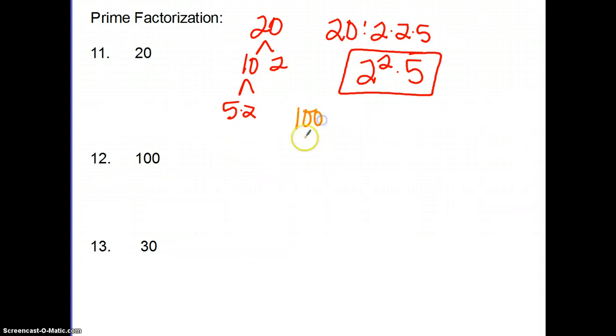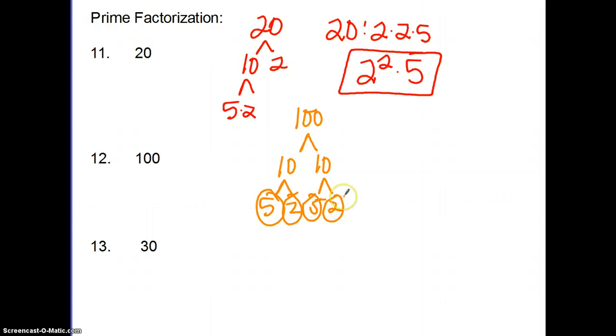100. We'll start with 100 and break it into 10 and 10. And each of the 10s I'm going to break into 5 and 2. And those are all prime numbers. So 100 is 5 times 2 times 5 times 2, and written the correct way, I get 2 squared times 5 squared. I should have circled my prime numbers up here.